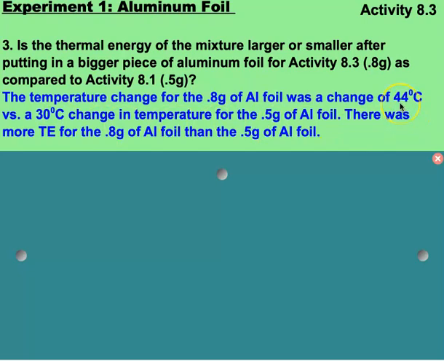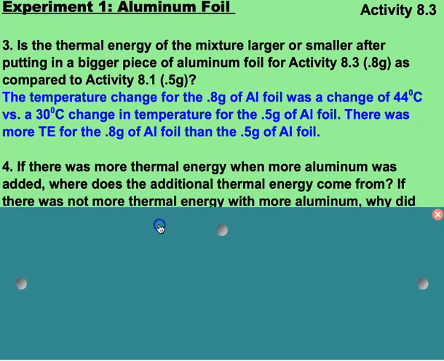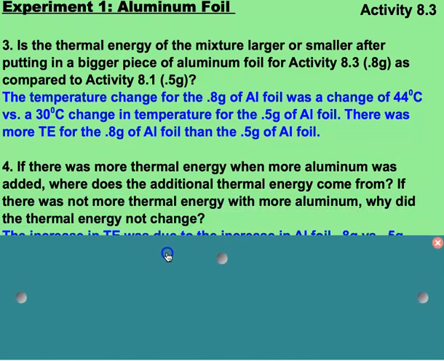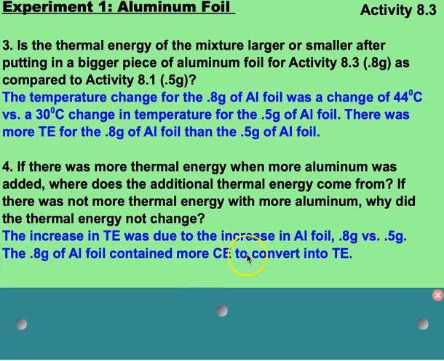So you notice that there was a much larger temperature change. It seems like if you add more aluminum foil, there is a greater temperature change. So if there was more thermal energy when the aluminum was added, where does this additional thermal energy come from? Well, it came from the increasing amount of aluminum foil, 0.8 grams versus 0.5 grams. So this tells us that one of the factors that influence the amount of chemical energy is the amount of material that's used. The material this time was aluminum foil. I changed the amount. I added more aluminum foil. It had a bigger temperature change.